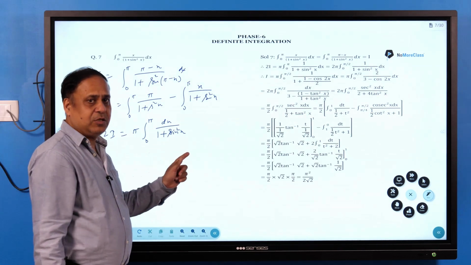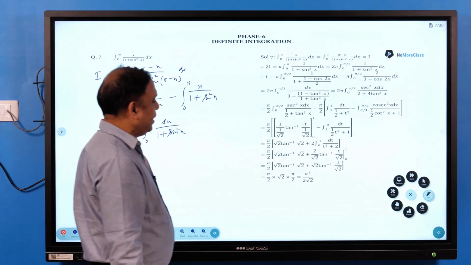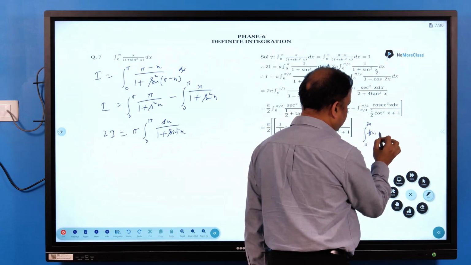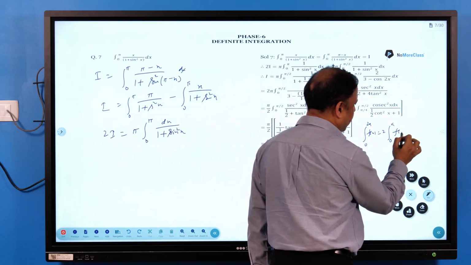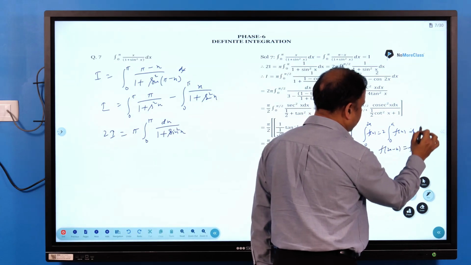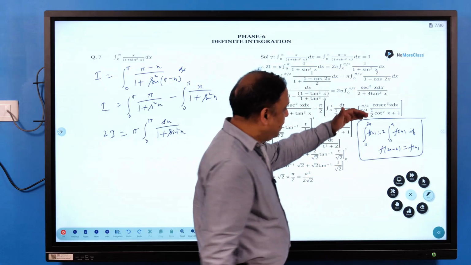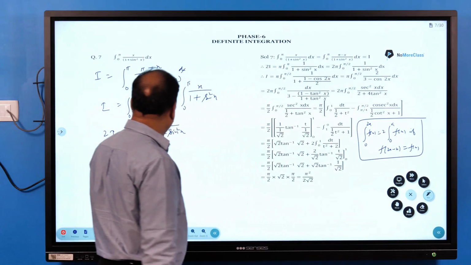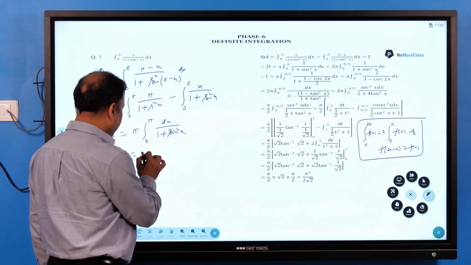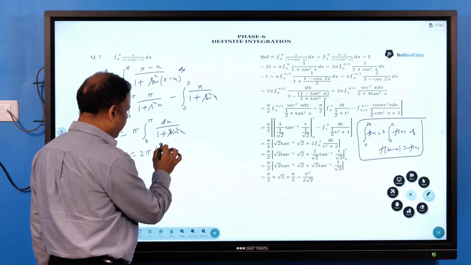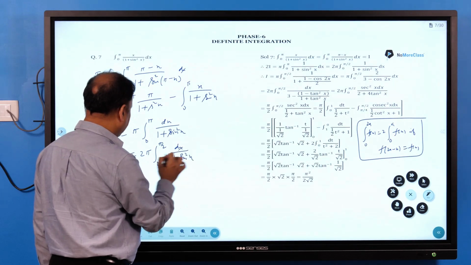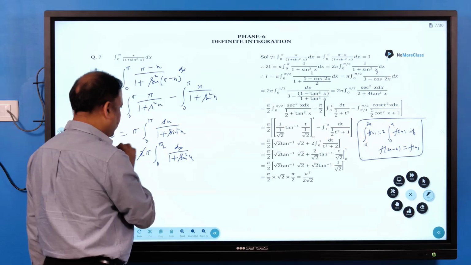Now here you can apply that property, I'm writing it here: the integral 0 to 2a of f(x) is equal to 2 times the integral 0 to a of f(x), if f(2a minus x) is equal to f(x). This property we can apply here. In this, the limit becomes half. So 2a is pi, and sine of pi minus x will be sine x. So I can write this as 2 times, the limit will be half, pi by 2 by that property, dx upon 1 plus sine square x, for 2I. So this 2 will cancel.